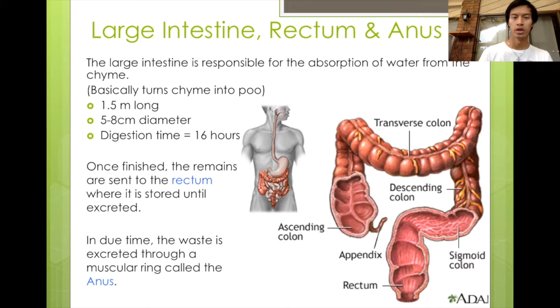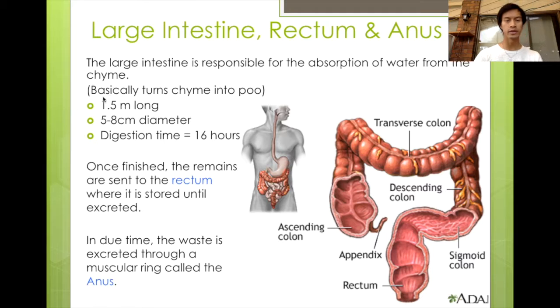Once it passes through the small intestine, it moves into the large intestine, and the large intestine is where the food sits for most of the time. The large intestine is responsible for the absorption of water from the chyme. It basically turns your chyme into poo, because it solidifies it, takes all the water out, and it becomes this hard, crusty brown stuff that obviously you dump, right?